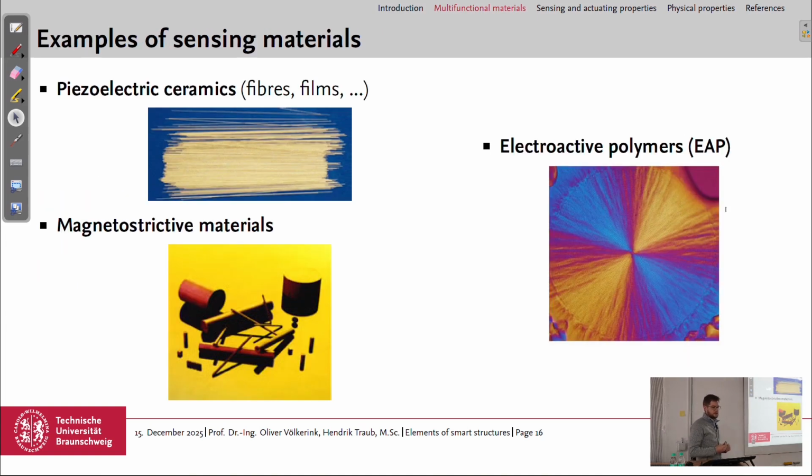So examples of sensing materials are piezoelectric ceramics, which could be fibers or thin films. Here we have thin piezoelectric fibers.